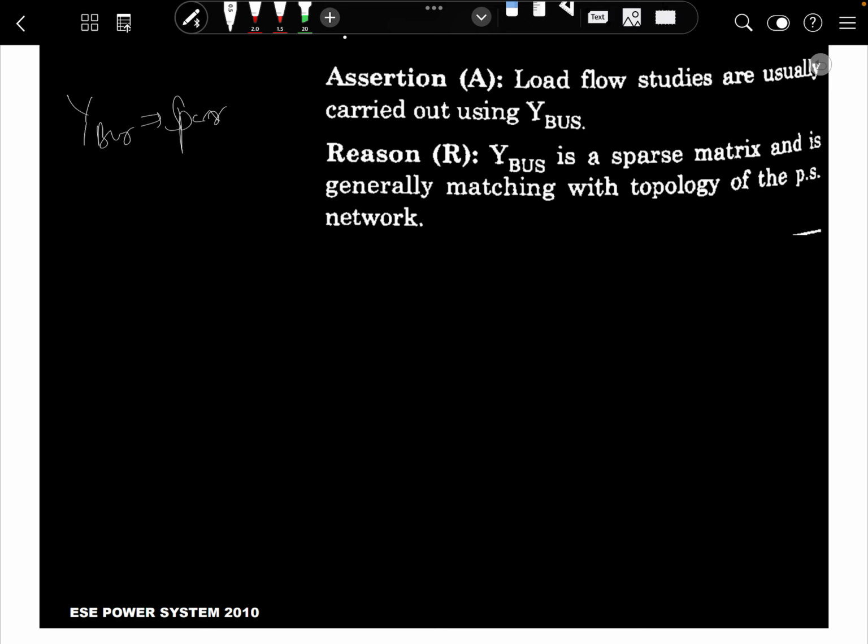Okay, next assertion is load flow study is usually carried out using Y bus because Y bus is sparse. Okay, so that's the only reason also mentioned. Y bus is sparse and it generally follows the topology of networks. So the assertion is correct and it follows the reason also. The reason is also correct, so option A is correct.